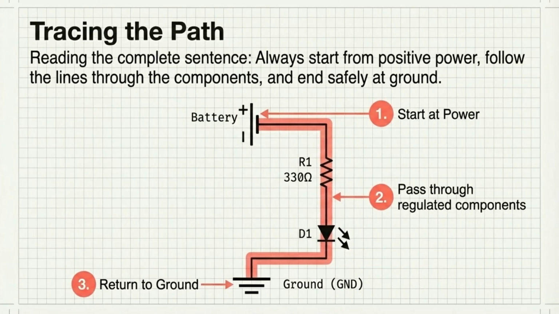To trace the path, always start from positive power. Follow the lines through the components and end safely at ground. This completes the entire circuit sentence.